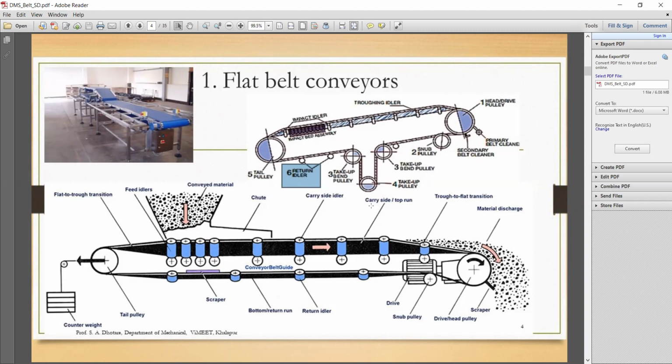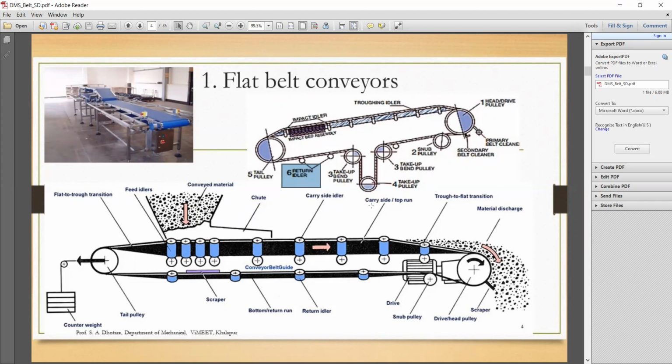Another advantage is that by changing the speed of the conveyor, you can change the rate of flow of raw material. It's a very important thing because the rate of flow has to be maintained. If you increase the flow rate, it increases the material discharging rate, and in many cases it's not that much required.